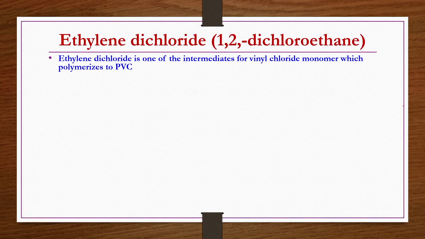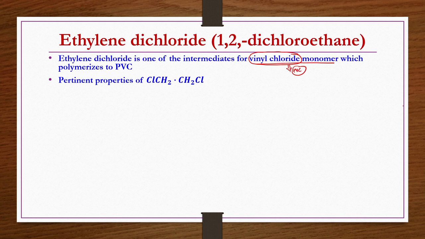Ethylene dichloride is one of the intermediates for vinyl chloride monomer, which polymerizes to PVC. Actually, the very next topic we are going to discuss is the production of vinyl chloride. Ethylene dichloride can be used as a raw material to produce vinyl chloride monomer, which we use to get PVC. Otherwise, vinyl chloride does not have any other application other than getting polyvinyl chloride, so it is in the captive products list. That we discuss after completion of ethylene dichloride production.